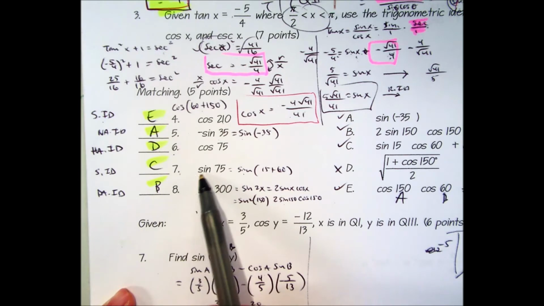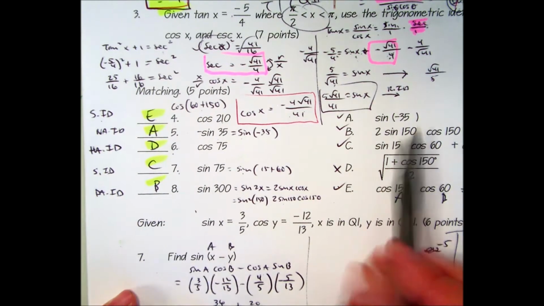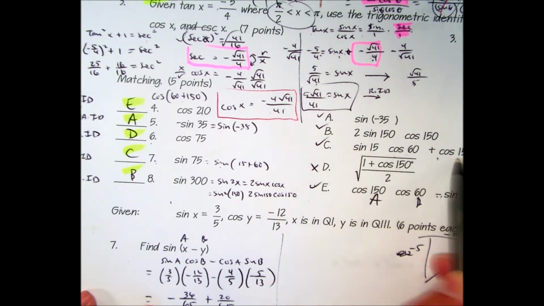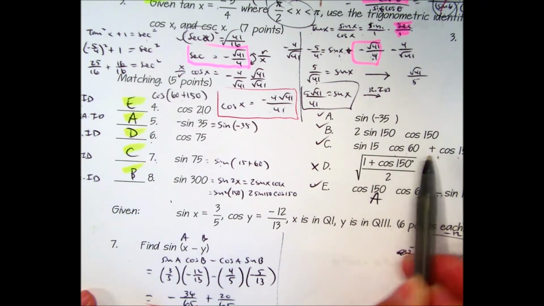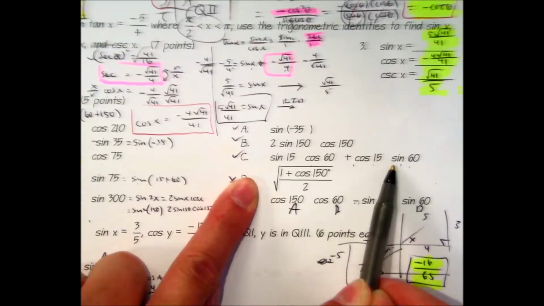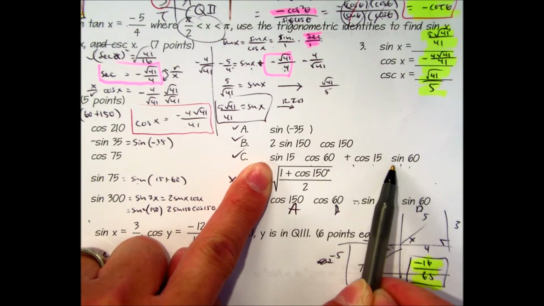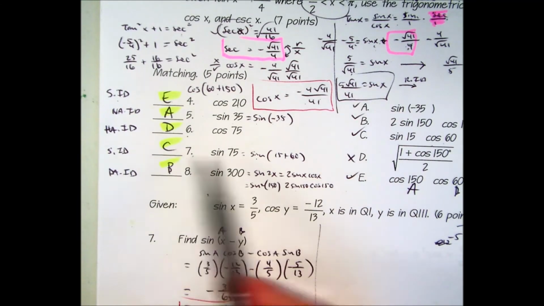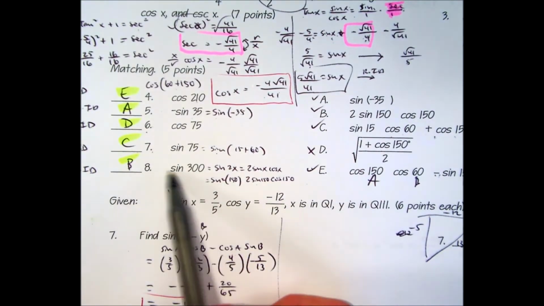Number 7, I said the answer was C. Sine cos, cosine sine, S means stay the same. There's your sandwich. So that means that you're doing the sum identity of sine, so you're just adding 15 plus 60, which gives you the 75. And then question number 8, how did I get sine of 300 degrees?